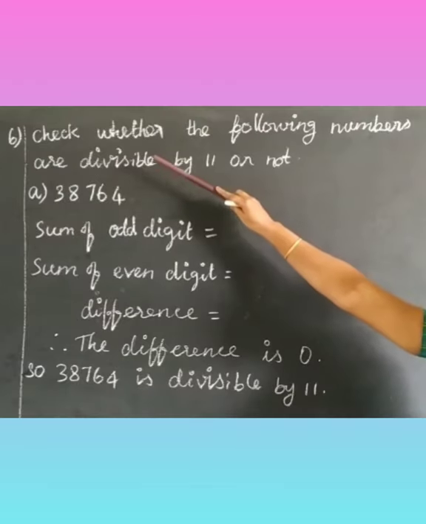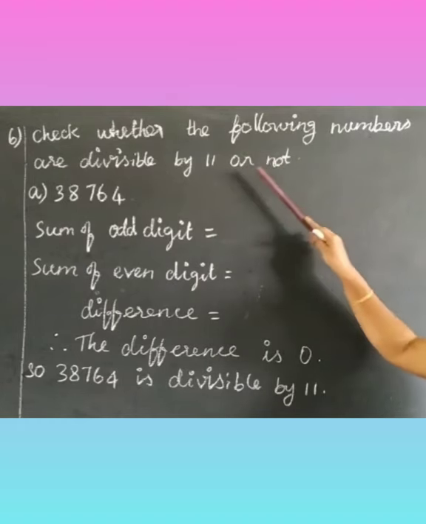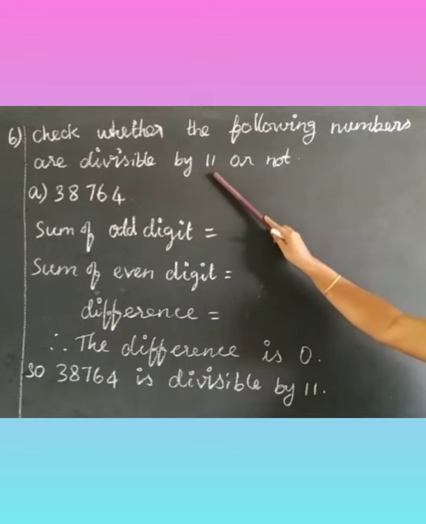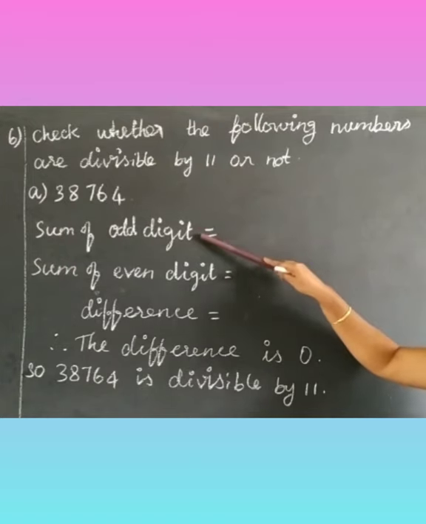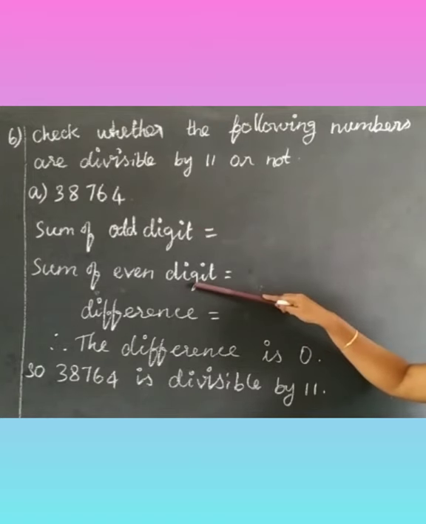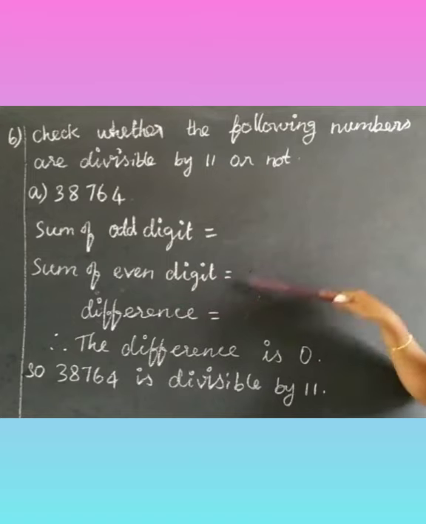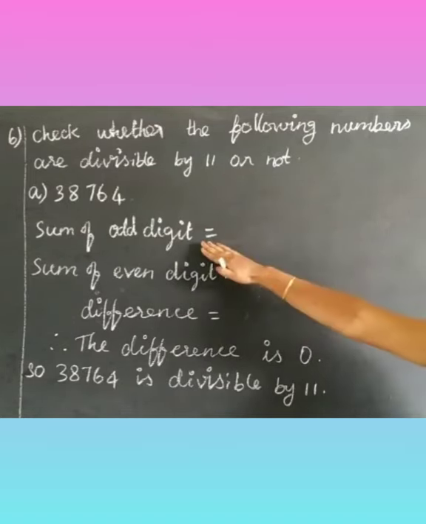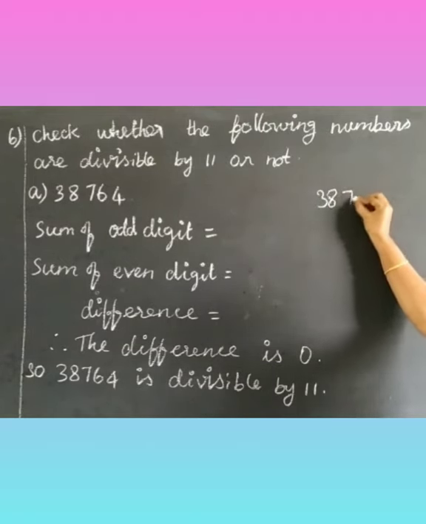Sixth question. Check whether the following numbers are divisible by 11 or not. You want to check whether that number will be divisible by 11 or not. What is the rule for divisibility by 11? If the difference between the sum of its digits at odd places and the sum of its digits at even places is either 0 or a multiple of 11, then the whole number will be divisible by 11. So first you write the sum of its odd digits. So first you write this number, 38,760.